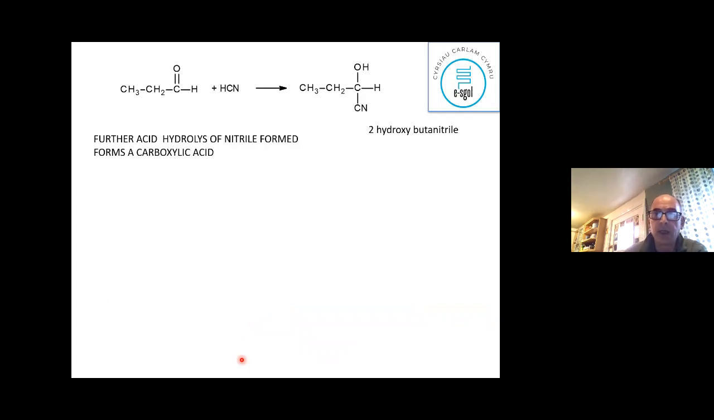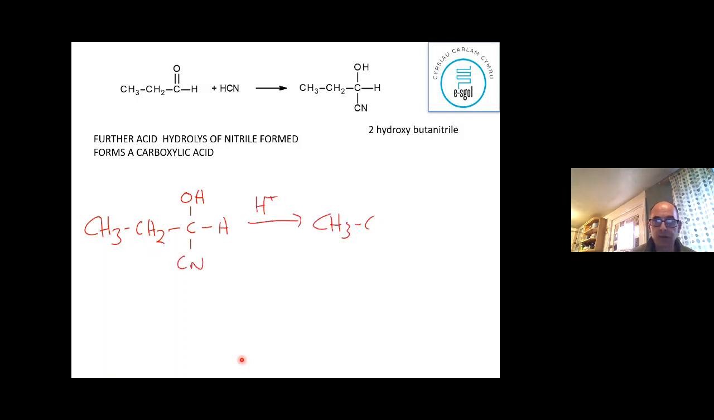Once we have the hydroxynitrile formed, acid hydrolysis of this will produce the carboxylic acid from the nitrile group. The chain is extended, and the nitrile can be hydrolyzed to a carboxylic acid group.